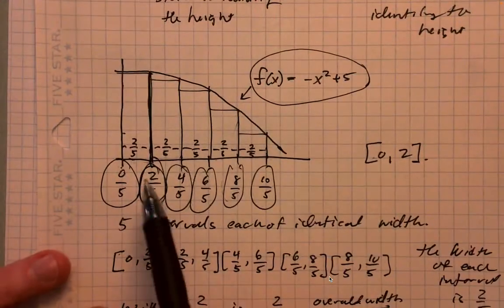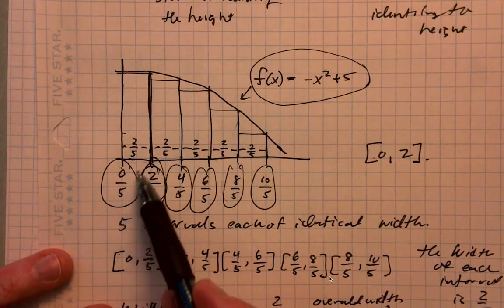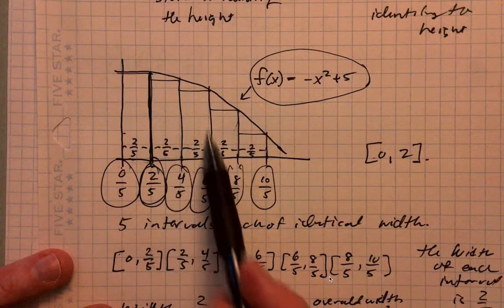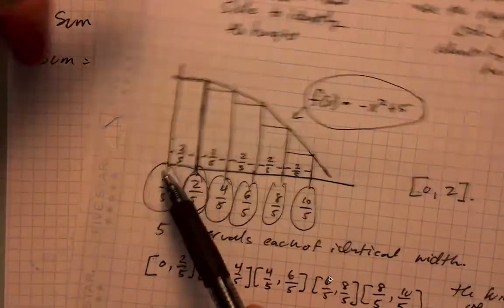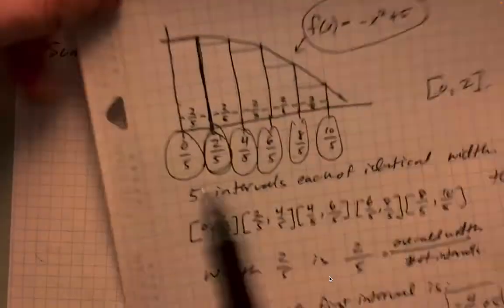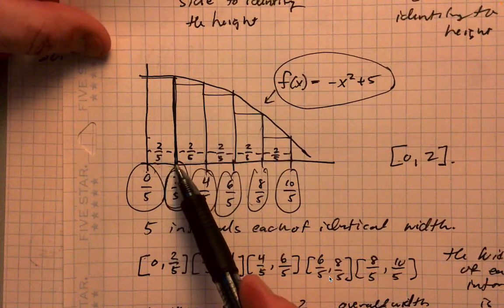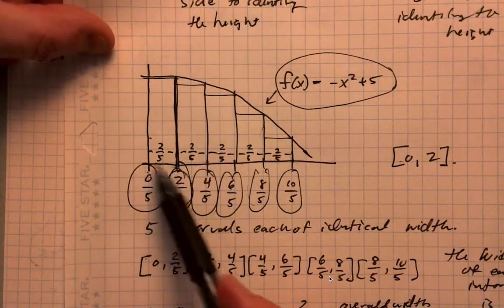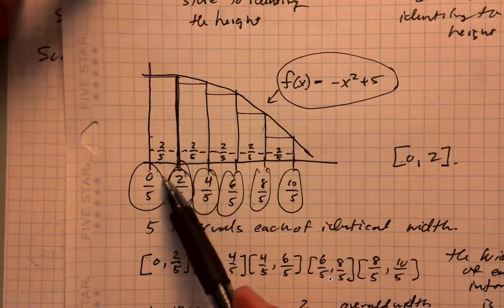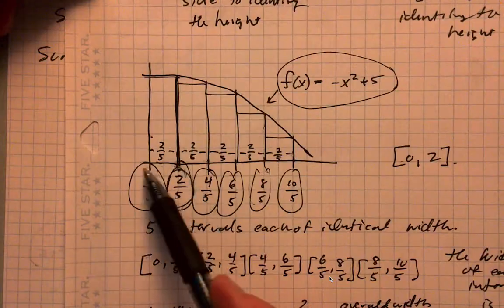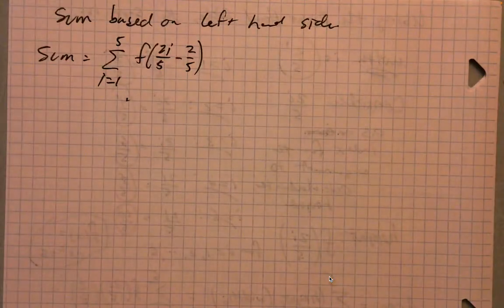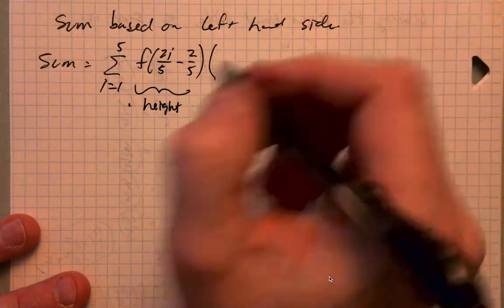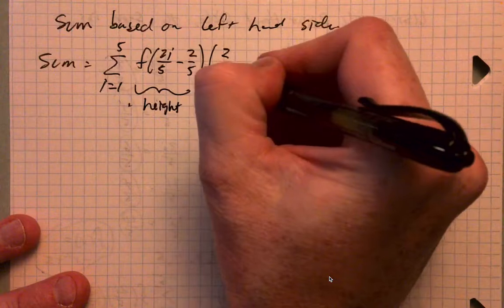So before it was 2i over 5. Right, that would get you this endpoint, this endpoint, this endpoint. Now it's 2i over 5 minus 2/5. Right, 2i over 5 gets us here, and if we want the other interval, we have to subtract 2/5. So that would get you this side. Hopefully that's basically the same derivation, just minus 2/5 to scooch it over a bit. So this is the height, and then the width is always 2/5, so it's the same as the previous.